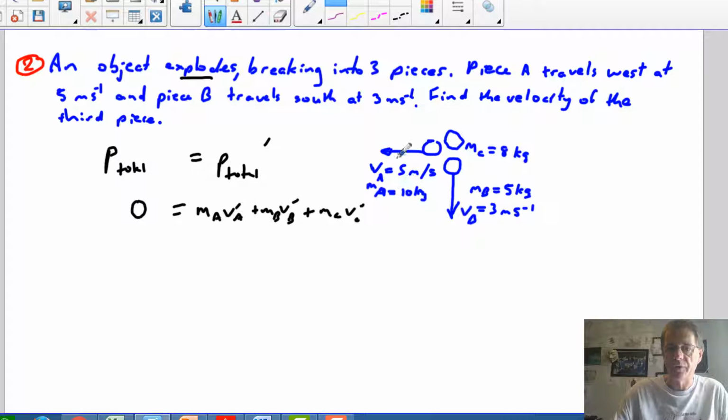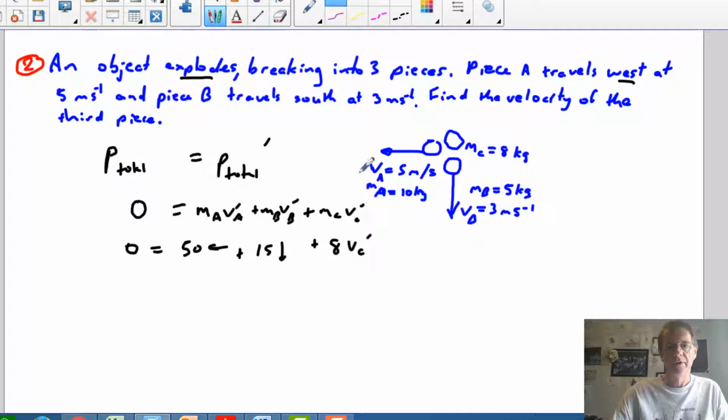Looking at that, you've got the results for A and B, so you could substitute that in as 5 times 10, 50, to the left. Well, it's going west actually according to the question: a piece travels west at 5 meters a second. And a piece travelling south at 3, so the piece going south is going to be added on, 3 times 5 is 15 for the momentum going south. And we need to find this unknown, and we do know its mass is 8 for C. We do not know its final velocity, and that's what we're trying to find: the final velocity of the third piece.